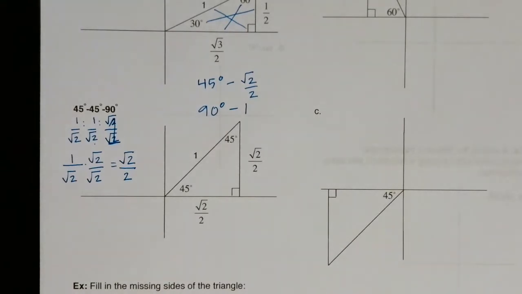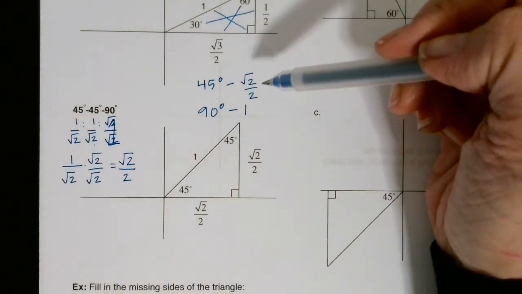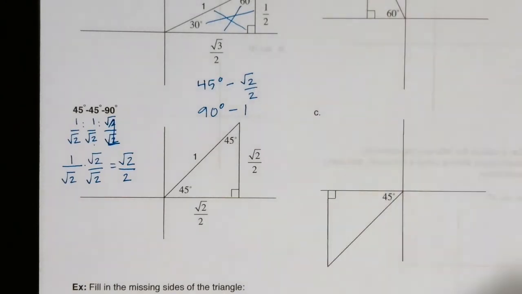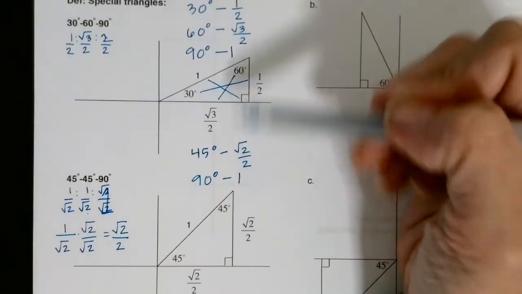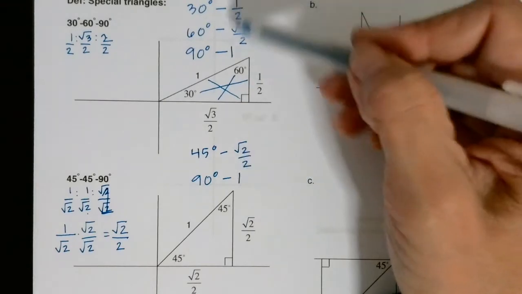So there's that. So you need to memorize that opposite 45-degree angles is root 2 over 2, and opposite 90-degree angles is 1. Okay? So look at that. For both triangles, the hypotenuse, or the radius as we're also going to call it, is 1. So really, you only have 3 things you have to memorize.